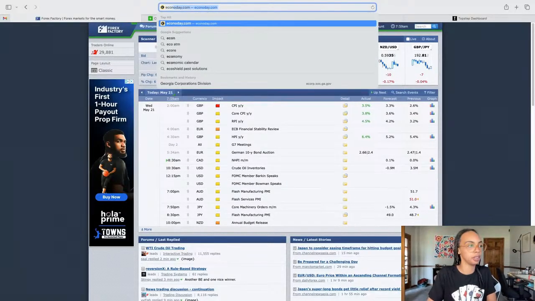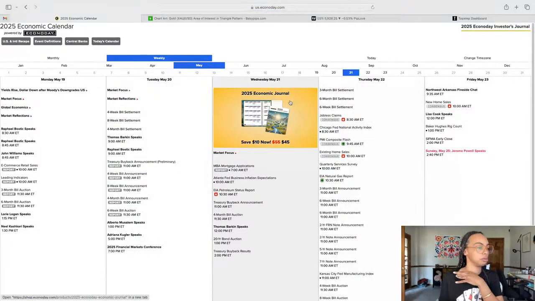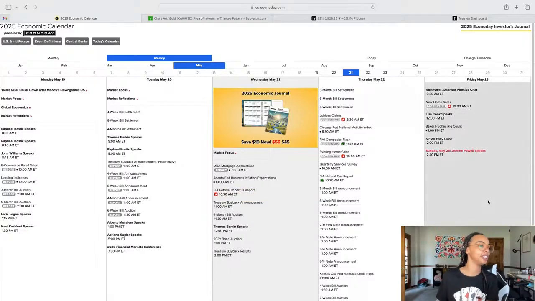Alrighty. Petroleum status, nothing too major.